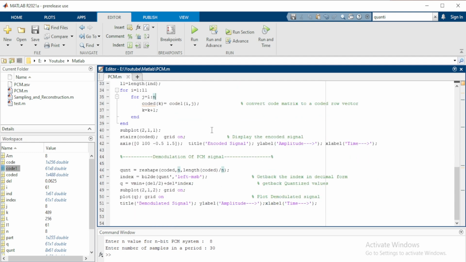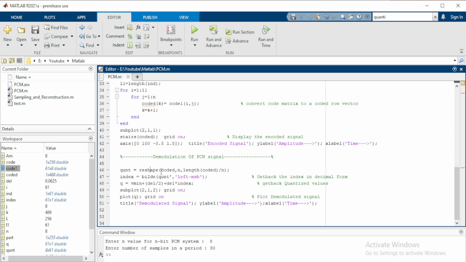Then again we can demodulate the PCM, or we can get the original signal from the modulated PCM signal. The obtained encoder value is in serial form. So again, to demodulate the signal, we have to convert it into parallel form. For that, we have to use the reshape syntax in MATLAB.